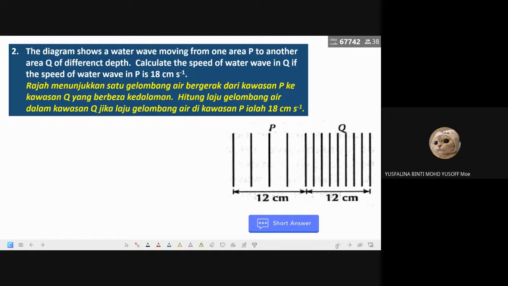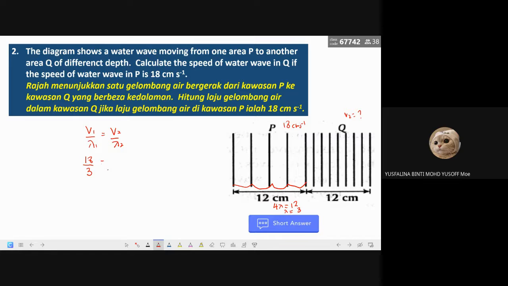Okay, so here we use the formula V1 lambda 1 equals V2 lambda 2, right? It says calculate the speed of the water wave in Q, so we have to find V2 here. If the speed of the water in P is 80 cm per second. So we already know V1 is 18. How about lambda 1? How many lambda here? 1, 2, 3, 4. So there are 4 lambda here. 4 lambda is equal to 12, so 1 lambda is equal to 3. So lambda 1 is 3.